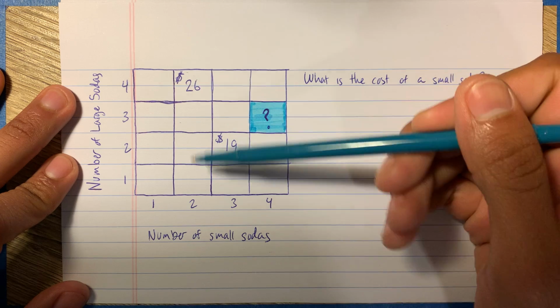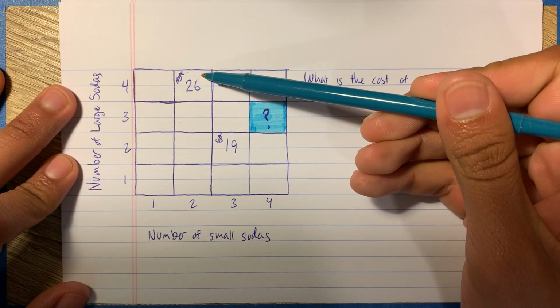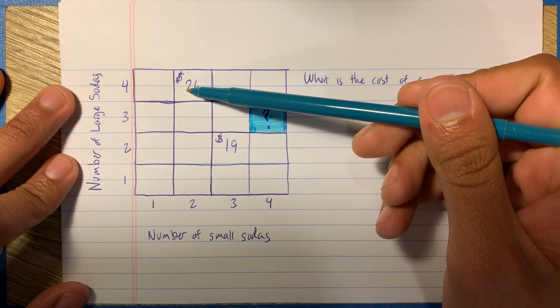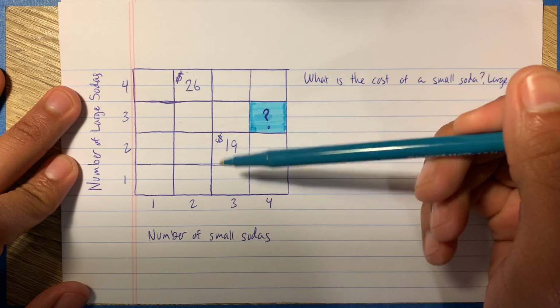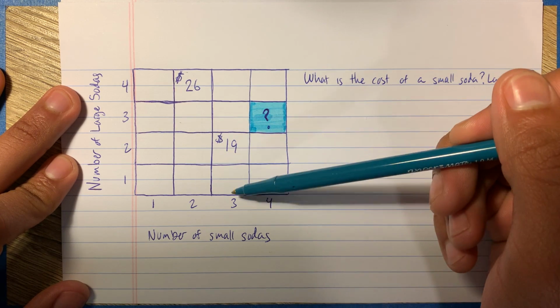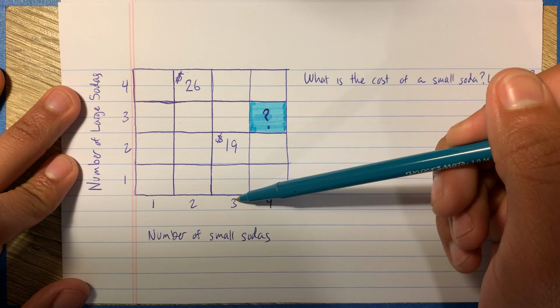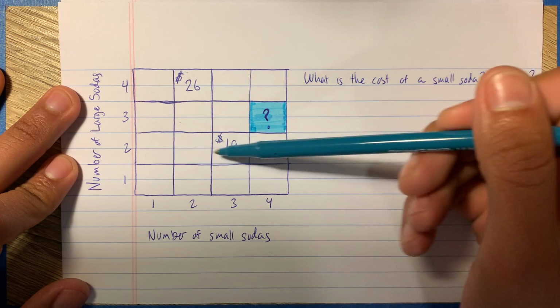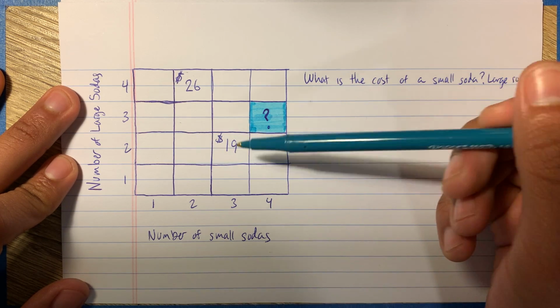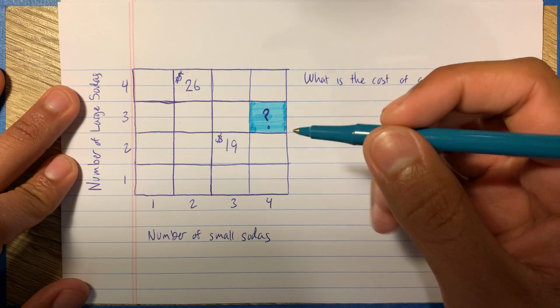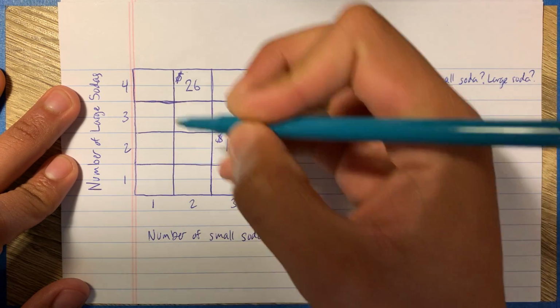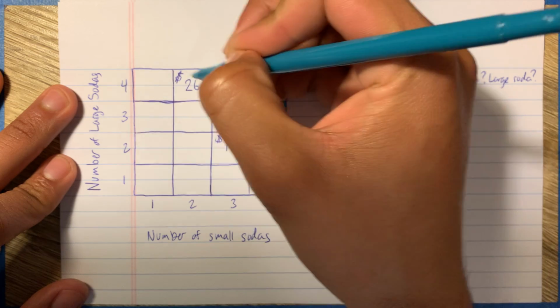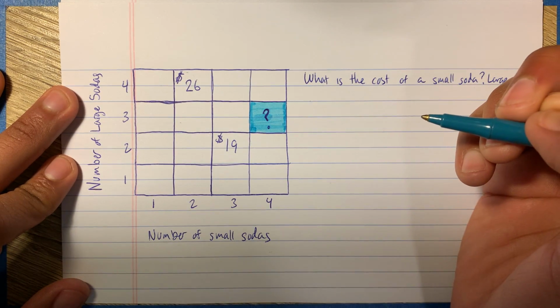This 26 represents the cost of 2 small sodas and 4 large sodas. This $19 represents the total cost of 3 small sodas and 2 large sodas. So what that means is that if I buy 2 small sodas plus 4 large sodas, I'm going to pay a total of $26, okay?